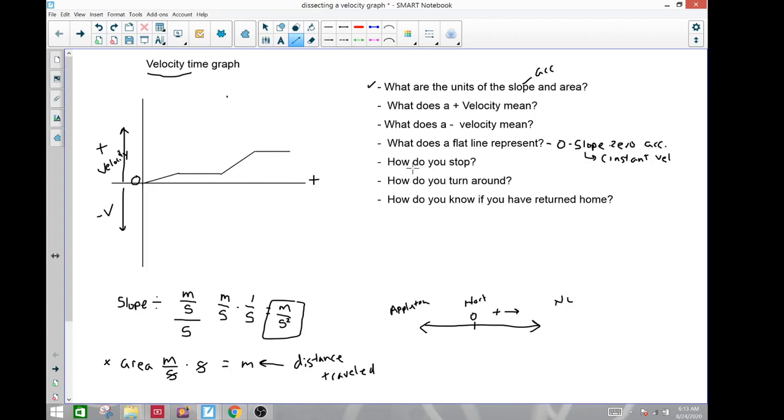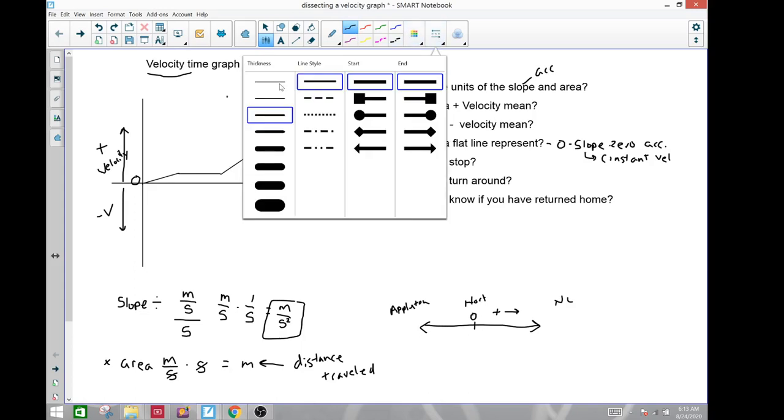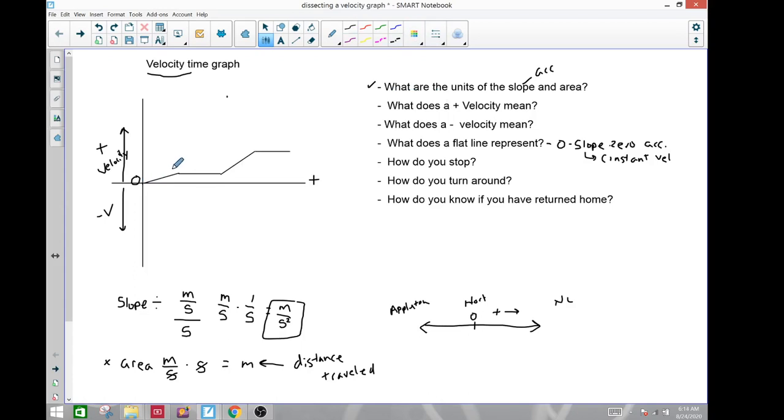So how do we stop? In this case, what does this mean here? All right, so here we start at 0, maybe we go to 5 meters per second. We hold 5 meters per second, and then jump up to 15 meters per second. We hold 15 meters per second. How do we stop? Well, to stop you have to go to 0 velocity, which is right here. So all we have to do is right there.